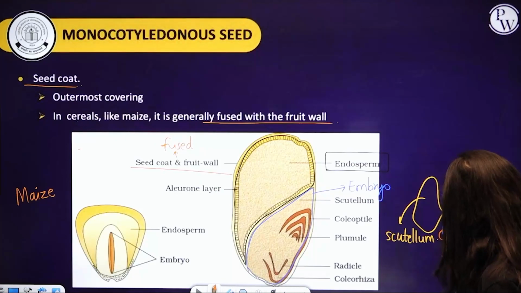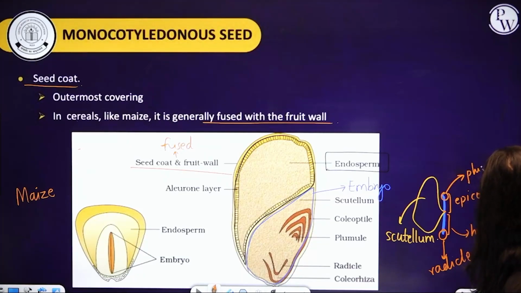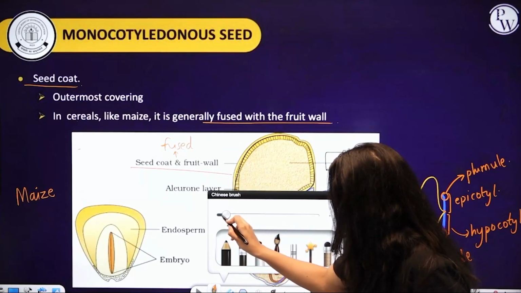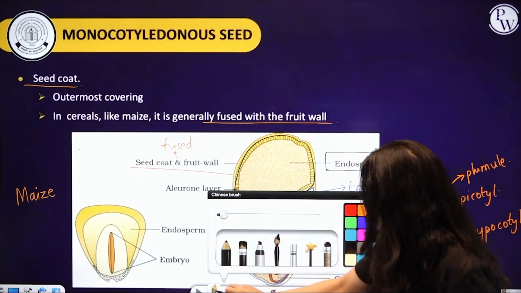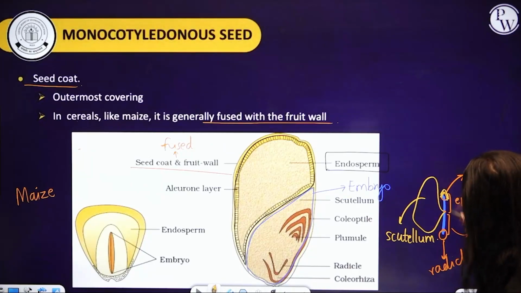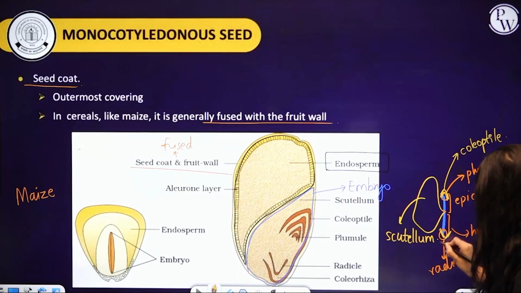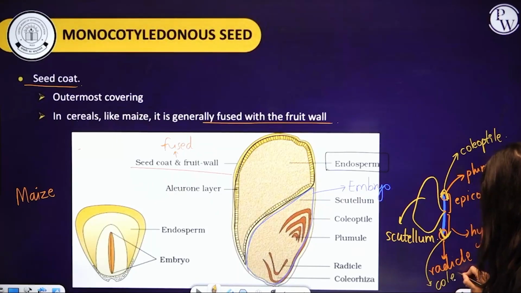Tip of hypocotyle is called radicle. Tip of epicotyle is called plumule. One characteristic feature of monocot seed is that the radicle and plumule, these regions are covered by sheath-like structures. The sheath that is covering the plumule is called the coleoptile. The sheath that is covering the radicle is called as coleorhiza.